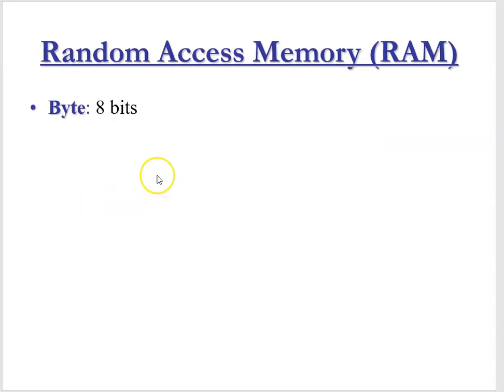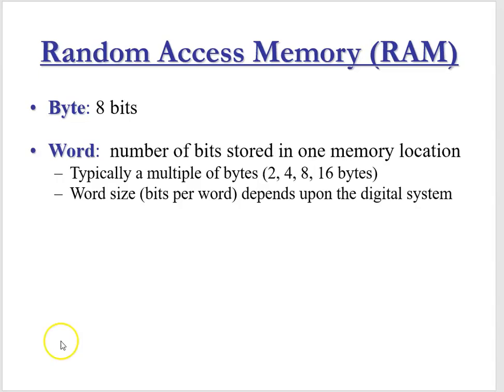If we talk about RAM, we typically talk about the number of bytes RAM has in general. A byte, as we recall, is 8 bits. A word, however, is how we tend to read from RAMs in a system. A word is the number of bits stored in one location, and it's typically a multiple of bytes. So we could have 2 bytes, 4 bytes, 8 bytes, 16 bytes. A 2-byte word would be 16 bits. A 4-byte word would be 32 bits. An 8-byte word, 64 bits, etc.